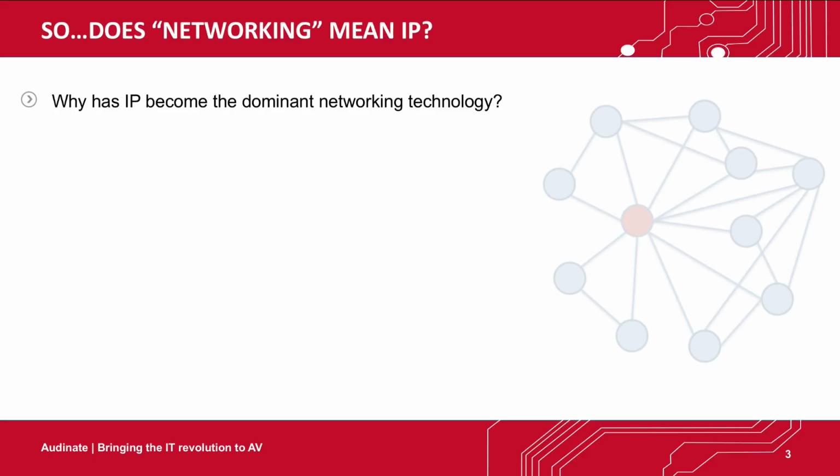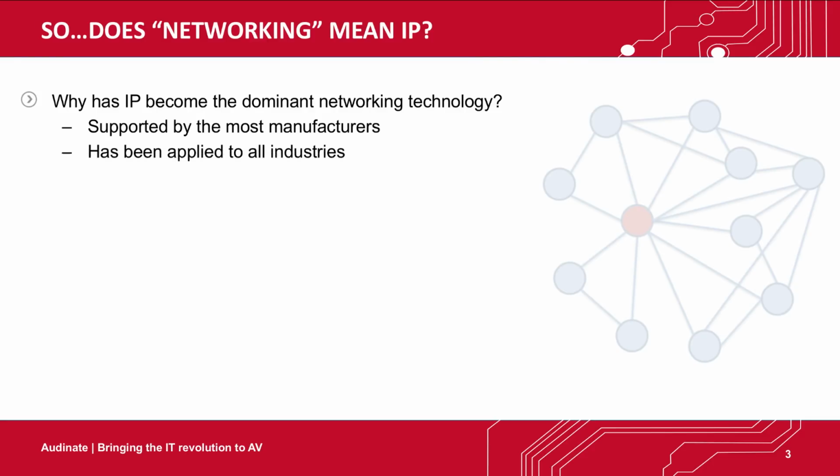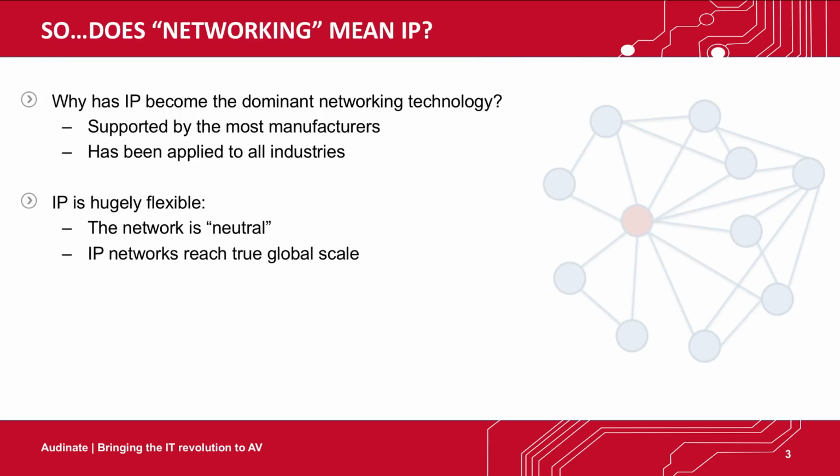There are several reasons. It's supported by the most manufacturers, both in terms of software and hardware. It has been applied to all industries from banking to space rockets to huge science projects. IP is hugely flexible, and by that we mean the network is neutral. We'll talk about the network being neutral in a bit, but basically that means we don't care about what type of data is being sent over an IP network. It could be documents, web pages, streaming audio, phone calls, or video, or whatever else. IP networks scale really well, even to a global scale.